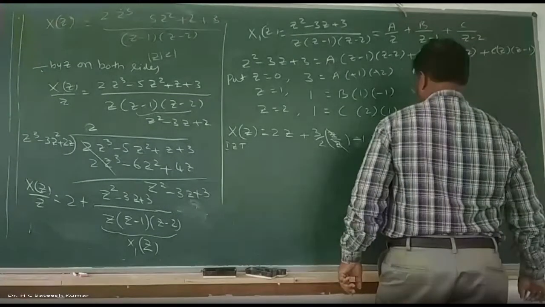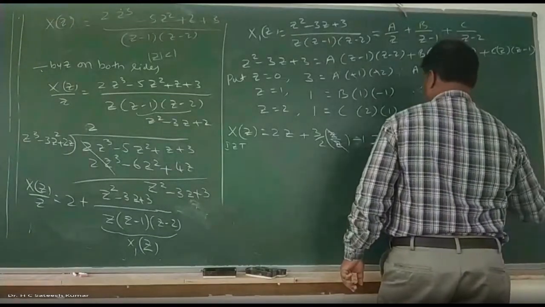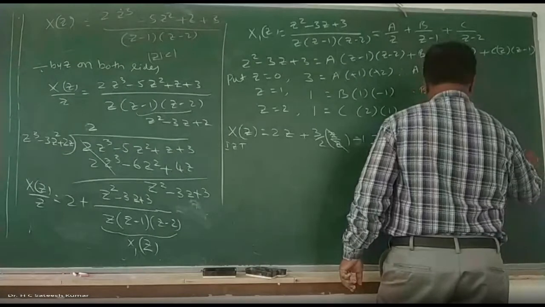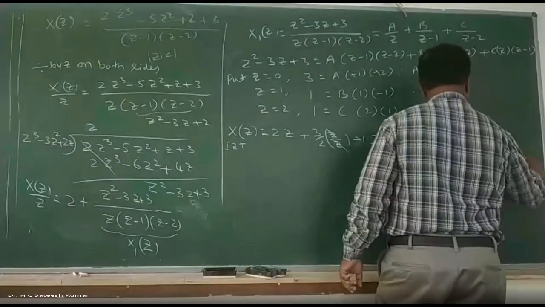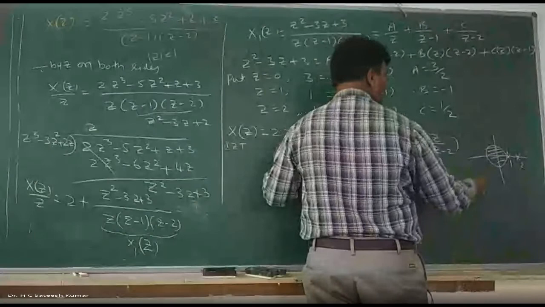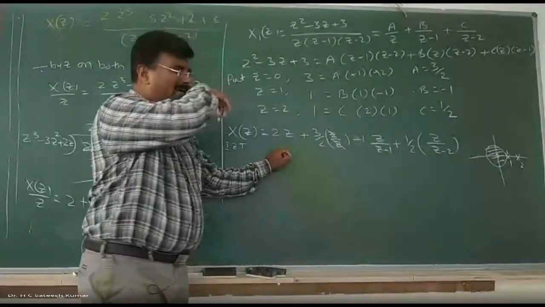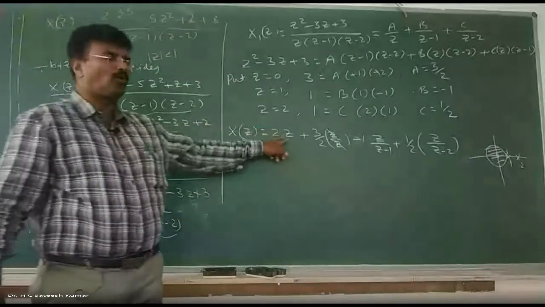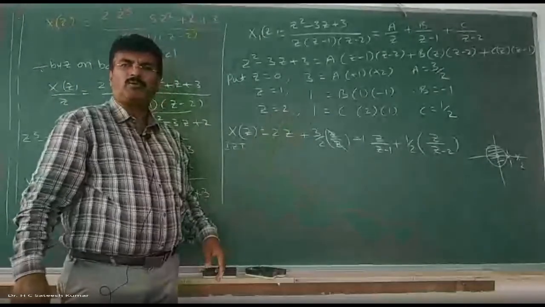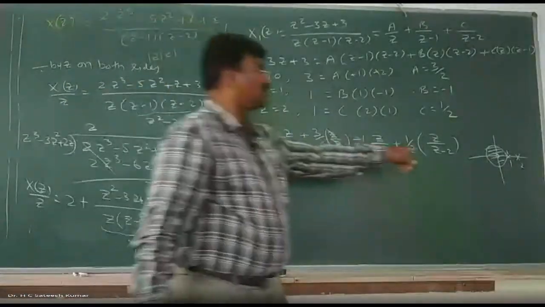Mod Z less than 1. Where are the poles? One pole is at 1, another pole is at 2. This is 0. 0 will be at the center. Poles cannot lie inside the ROC, but zeros can lie. This is a 0. Let it lie, no problem. But the poles cannot lie inside the ROC.